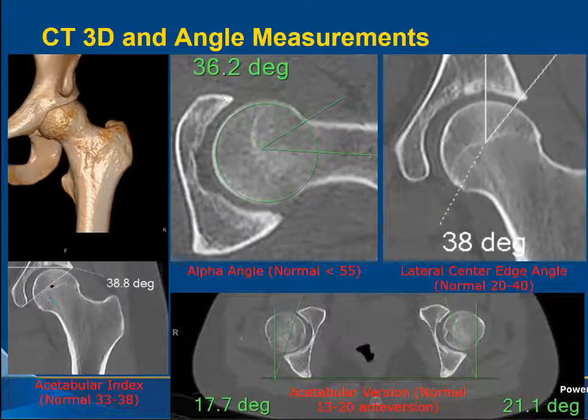We have a measurement called the acetabular index, which gives us an idea of how much the acetabulum is sloped in the coronal plane. So this would be raised in patients with acetabular dysplasia. And then of course, acetabular version, we can get a sense of how the acetabulum is pointing, whether it's pointing more anteriorly or posteriorly, by getting this angle measurement, telling us the slope of the acetabulum based off of the axial plane. So these are some of the angle measurements that we like to perform on our CT scans.